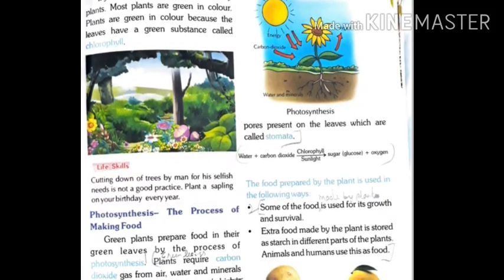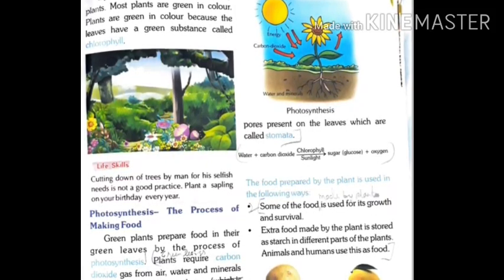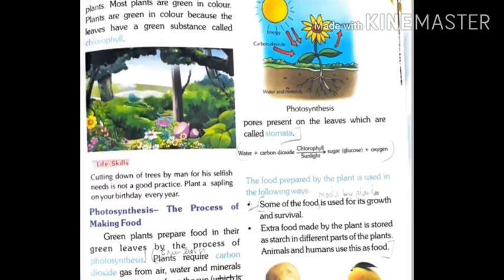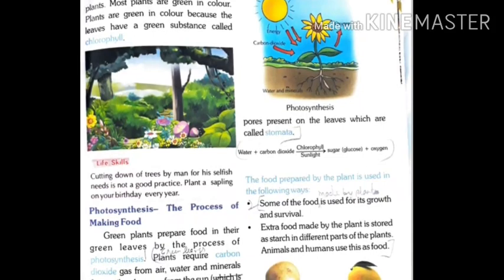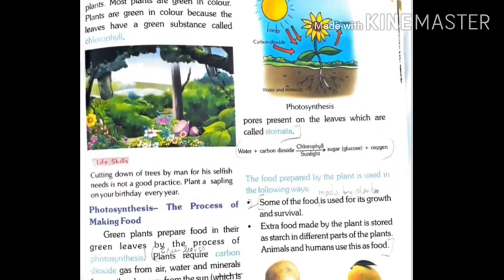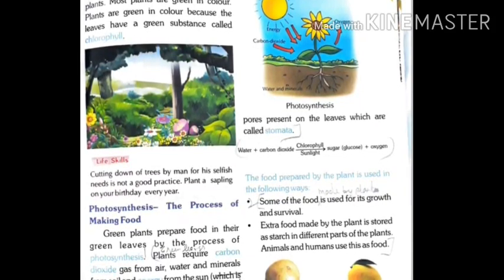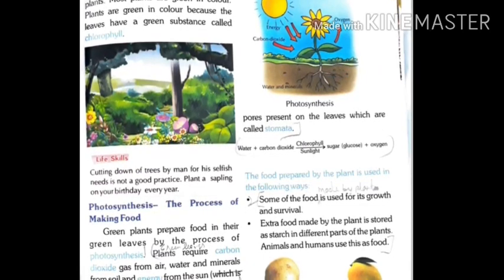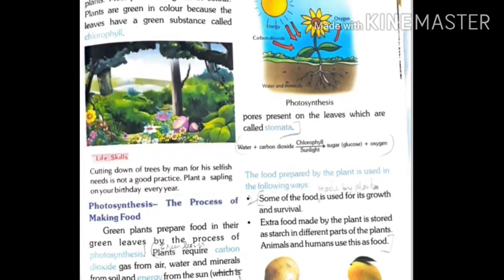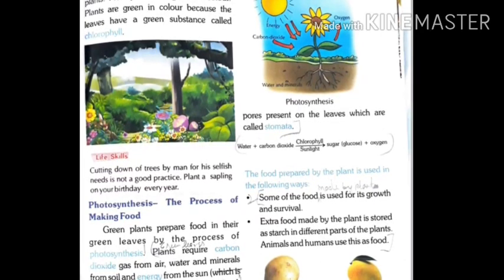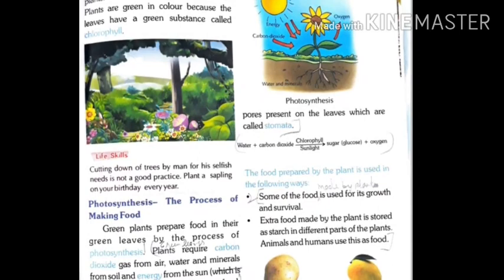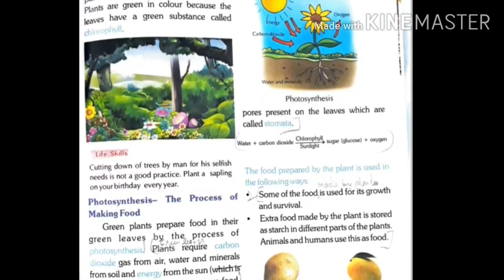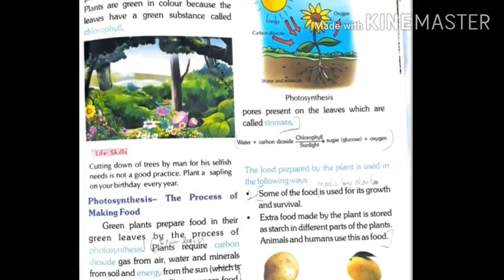Now see the life skill given here. Cutting down of trees by man for his selfish need is not a good practice. Plant a sapling on your birthday every year. Now if you cut down trees, then it will create so many problems for us. Now what you have to do, every year when your birthday comes, you have to plant a sapling on your birthday.